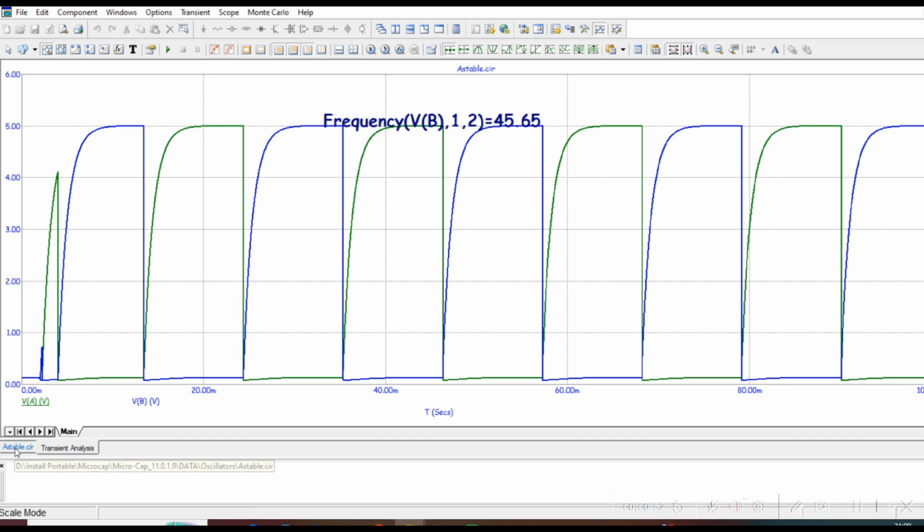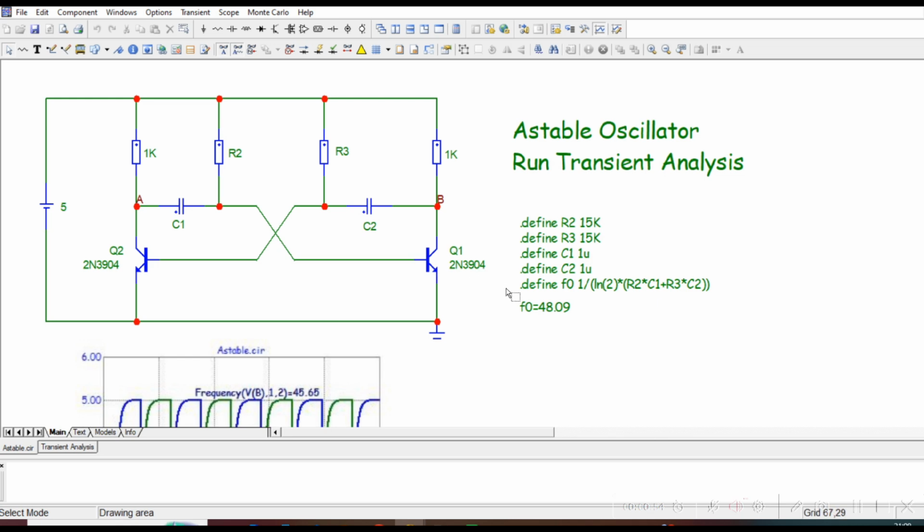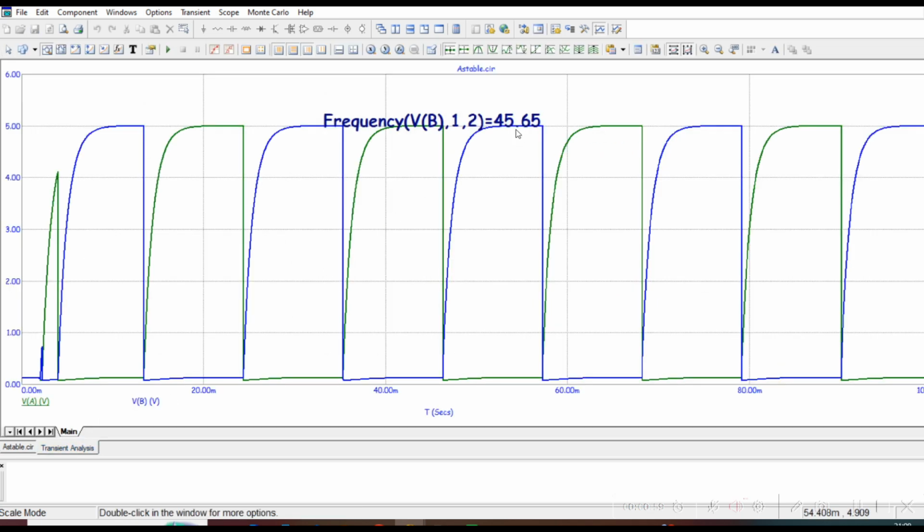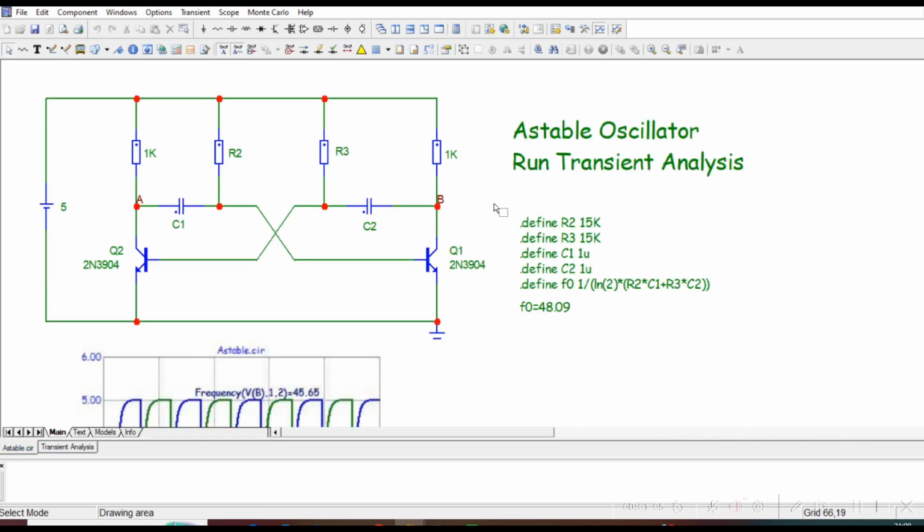How an Astable Multivibrator works. Circuit overview. The circuit consists of 2 NPN transistors, 2 resistors, and 2 capacitors. These components are connected in a cross-coupled feedback configuration. When one transistor is on, the other is off, and they alternate states in a repeating cycle.